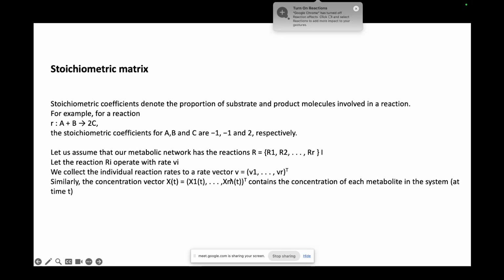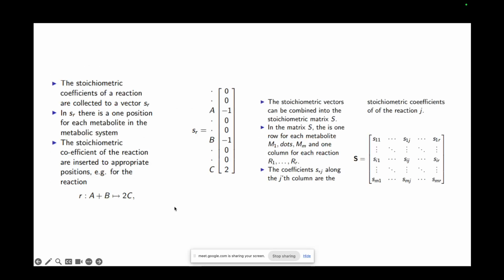Similarly, your concentration vector is given by the concentrations of each of the molecules in the reactions, and it varies with time. Your concentration is going to be a function of time, because as time passes, the concentration will change depending on how the reaction is going. You take all the concentrations of each of the molecules in all the reactions and take the transpose of that. That gives you the concentration vector.